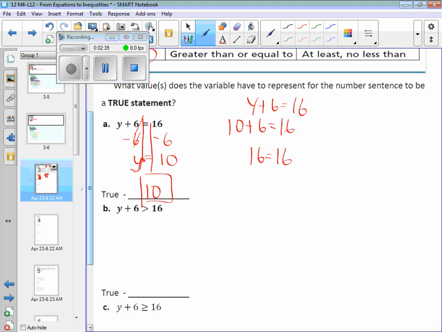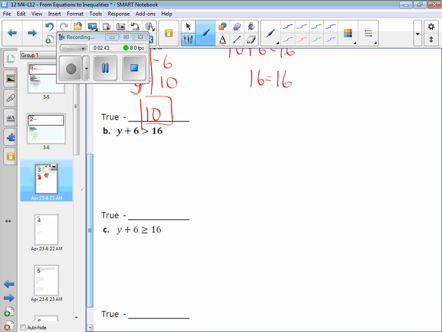Okay? Now, it looks a little different, but it looks kind of the same. Y plus 6 being greater than 16. We're going to solve it just like we would do normal train tracks. So make your train tracks, but they don't look like train tracks now because they have an inequality in between. Minus 6 on both sides. And what is 16 take away 6?